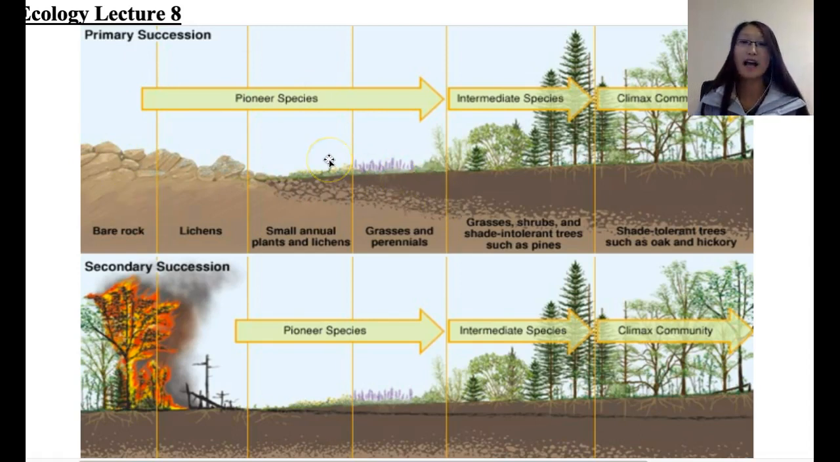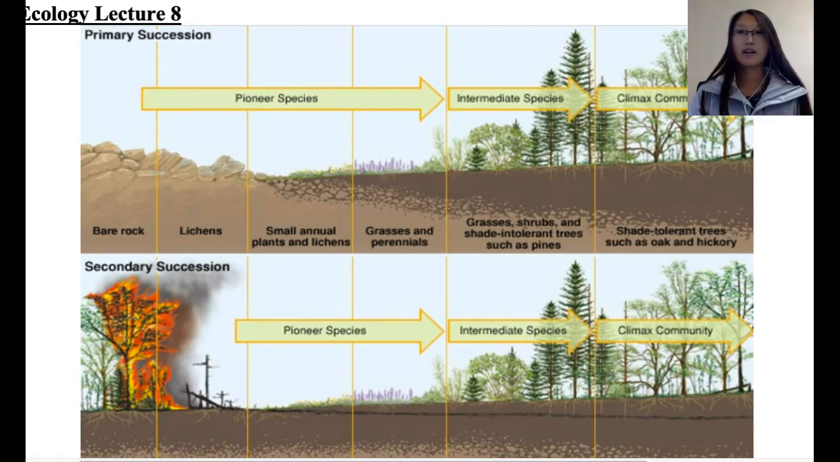So at this point, we can have grasses and some small bushes, and then we get slightly bigger bushes. That's our intermediate species. That's when we go from pioneer species to the climax community. Eventually we get to the climax community, which is a community where, not to say the whole environment is stable, but in general, everything calms down and we have plenty of organisms living there. We have some tall trees living in this area. So this is the process of primary succession.